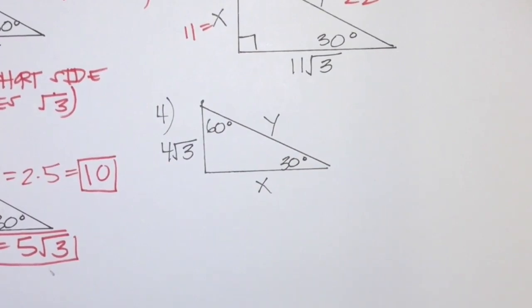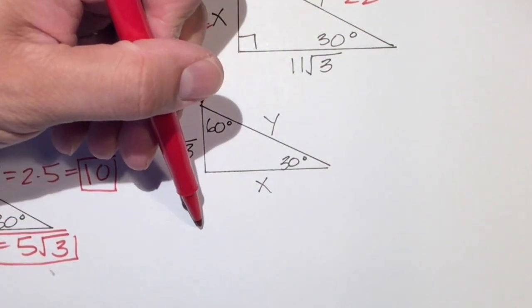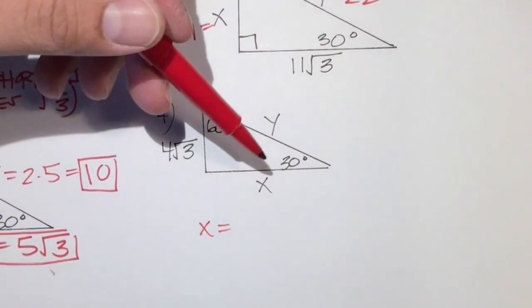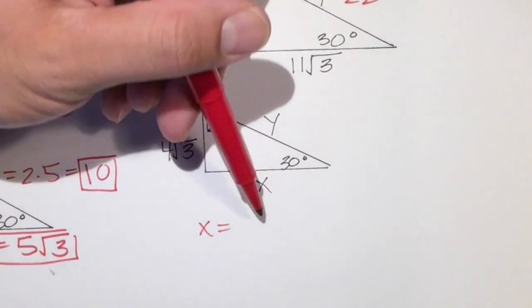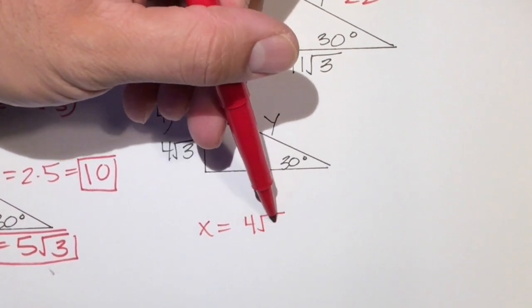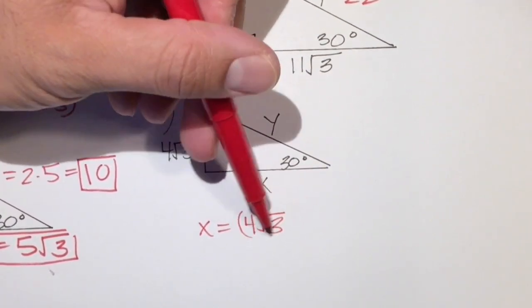All right. Now, what's up with this? We'll do the same pattern. Okay. So let's start off with the short side. I'm gonna take my red pen. I'm gonna write x is equal to the short side. Here's the short side. It's opposite of the 30, which is 4 radical 3. This entire thing is the short side.